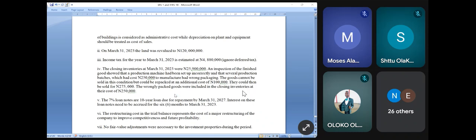And then the 7% loan notes are 10 years loan due for repayment by 31st of March 2027. Interest on these loan notes needs to be accrued for 6 months to 31st March 2023. The restructuring cost in the trial balance represents, please, before I proceed, this 7% loan note, what is the 7%? What is that 7% called?